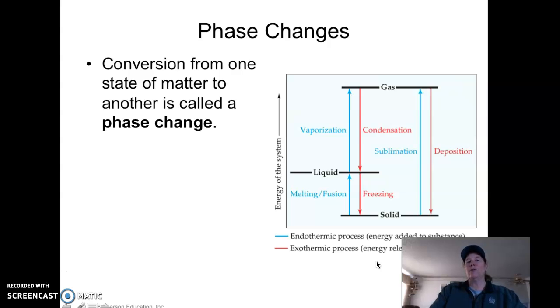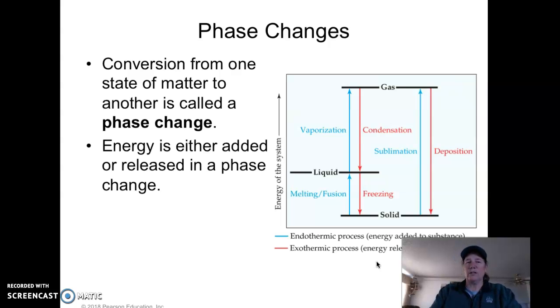Okay, so when you convert from one state of matter to another, it's called a phase change. And you can actually calculate the energy needed, and we're going to do that after these notes. I'll show you how to do that. Okay, so energy either has to be added or released. If it's added, it's endothermic. If it's released, it's exothermic. Because again, remember, endothermic absorbs into the system. Exothermic, it releases it out into the surroundings.